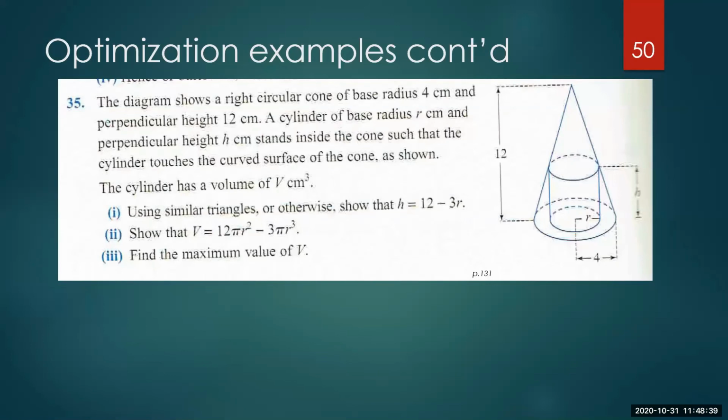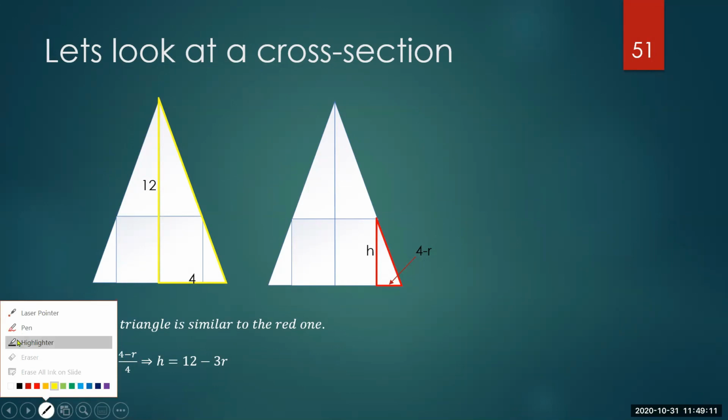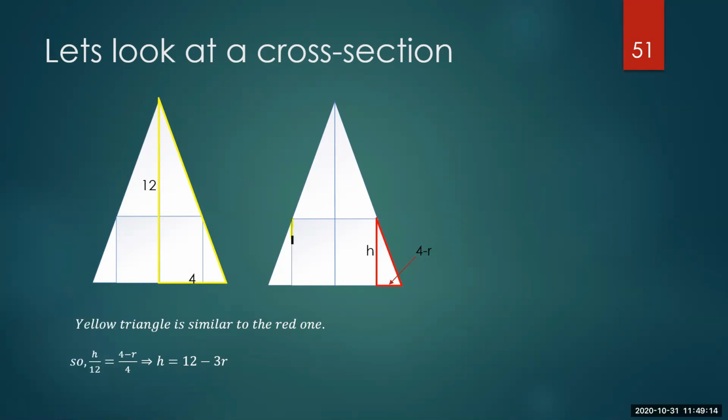So on the next slide, I'm going to draw a slightly different picture. What I'm going to do is cut the cone and the cylinder in half, and show you a cross section. So let's look at a cross section. We know that the entire cone is 12 centimeters high and the base is 4 centimeters in radius. And we can see the outline of the cylinder inside the cone here. I'm just going to draw that in yellow. So you can see this is the outline of the cylinder, and the cylinder is of height h.